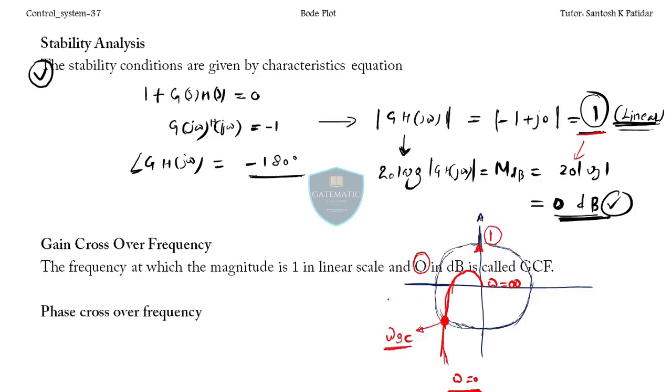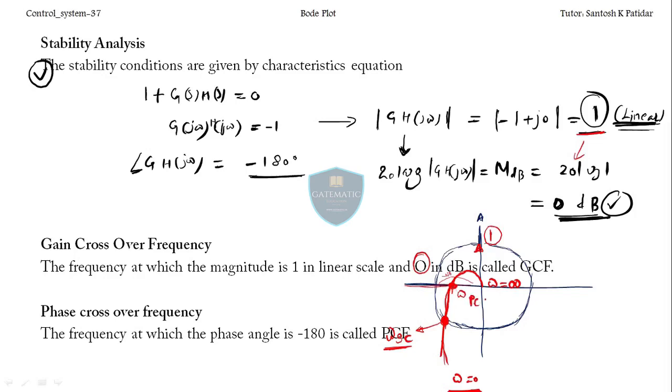Now the next frequency is the phase crossover frequency. It says the frequency at which the phase angle is minus 180 degrees is called the PCF. Here is the minus 180 degrees, and this line indicates minus 180 degrees. First time over here your plot is intersecting this line of minus 180 degrees. So the frequency corresponding to this point is the phase crossover frequency, isn't it? Is it okay to you? So we have seen two things, the gain crossover frequency and the phase crossover frequency.